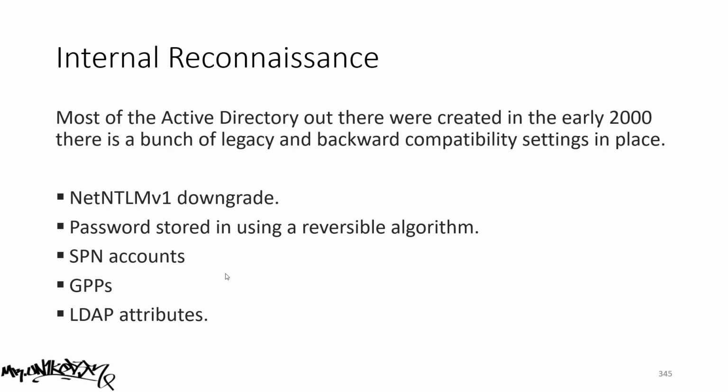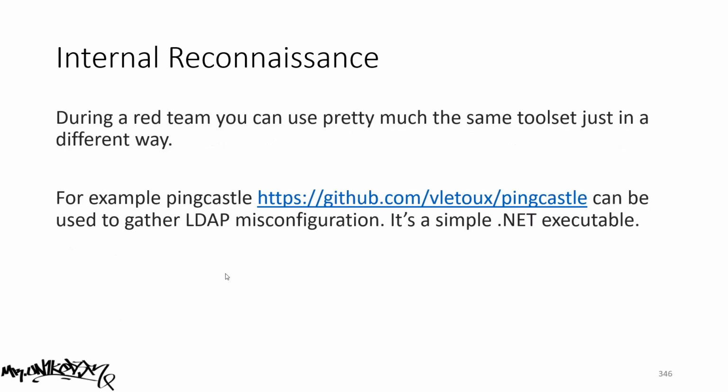Even if it looks old and legacy, you're still going to be able to find it most of the time. During a red team, you can use pretty much the same tool set, just in a different way. A perfect example of that is PingCastle, right? It can be used to gather LDAP misconfiguration information. It's actually .NET. So if you were not in a red team engagement, you could just drop it on the system and run it. But the fact that it's .NET, you can run it using execute-assembly, which is quite nice, right? You can gather the information out of it without having to really bother dropping anything on disk.